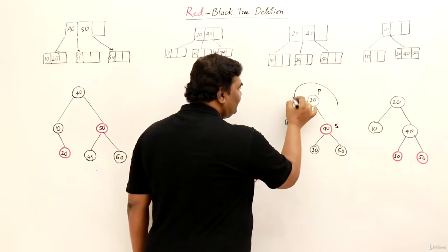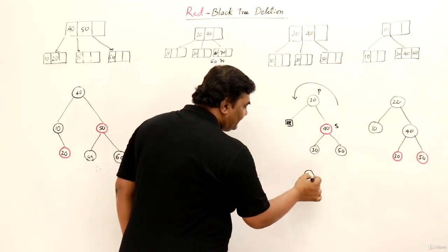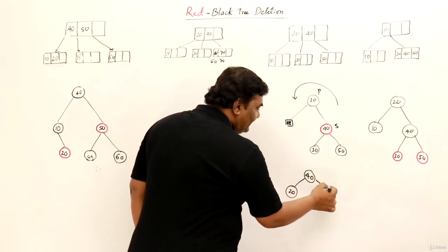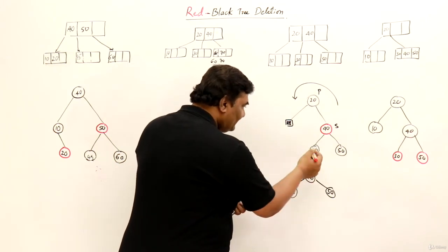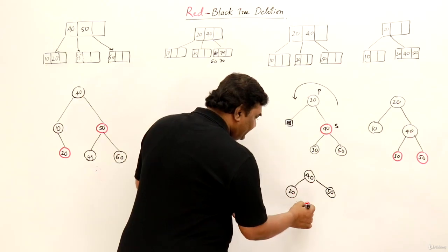Perform rotation around the parent. So at the parent we get 40, that is black, right? And 20 comes here, and this will be 50, right? And this child, this was black, so it will become red here. So that is 30.